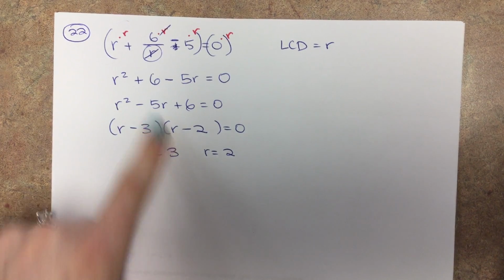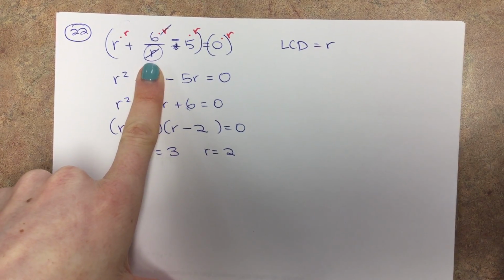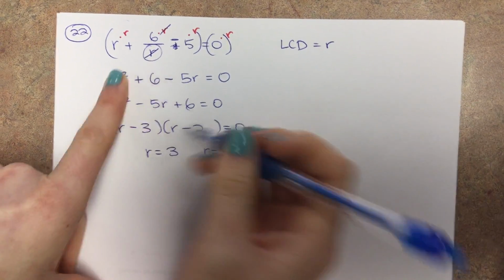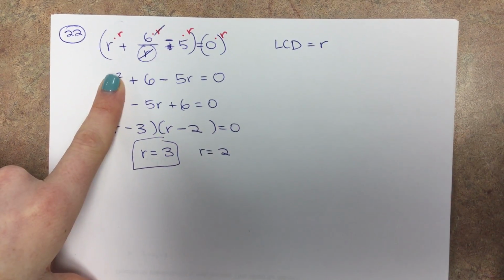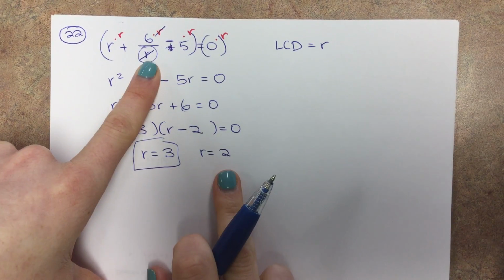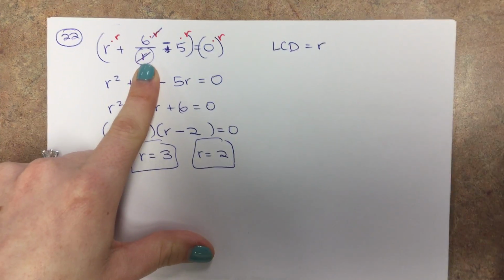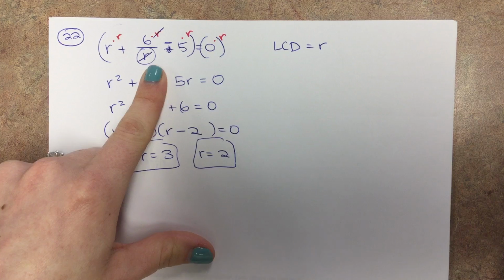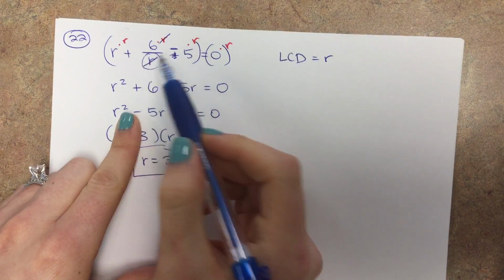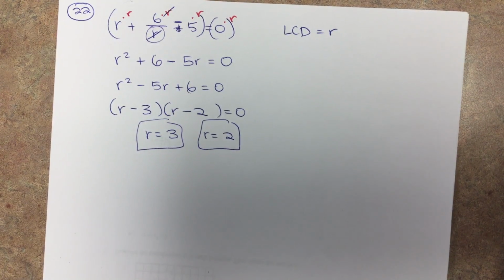The 3, if I go to plug the 3 back in, is 3 an extraneous solution? No, this denominator would be 3, and 3 is a perfectly acceptable denominator. What if I tried to plug the 2 in? Nope, also perfectly acceptable. What would be extraneous if I came up with it? 0. 0 would be extraneous because I can't have a 0 in my denominator here. Okay, so that's 22. What else?